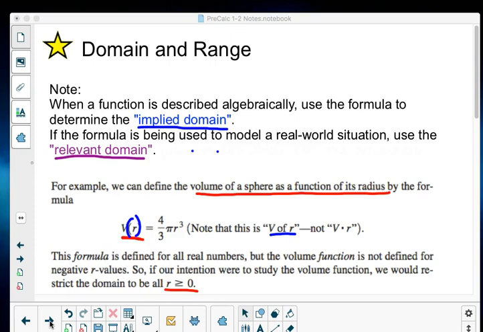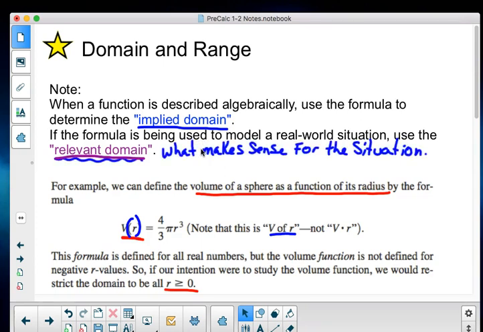Implied domain for what I have here as an example, sphere volume, 4/3 pi r cubed, right? When I consider that formula, I could use negative values to positive values. So negative infinity to infinity is the implied domain. But when we talk about relevance, does it make sense that I would use a negative value for my radius? My radius can be anywhere from 0 to infinity. So that's where we're talking about relevant. We have to ask what makes sense for the situation. That's the difference between our implied domain and our relevant domain.